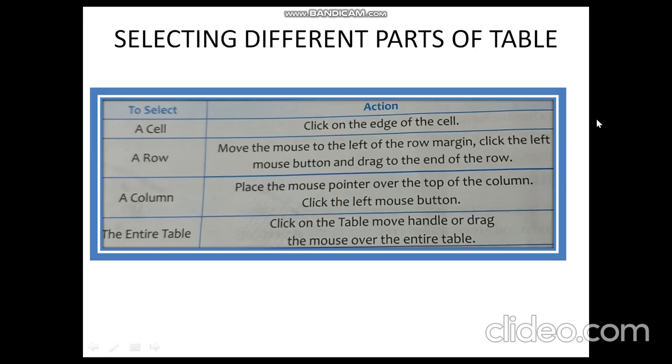Now selecting different parts of a table. To select a cell, click on the edge of the cell. To select a row, move the mouse to the left of the row margin and click the left mouse button and drag it to the end of the row.